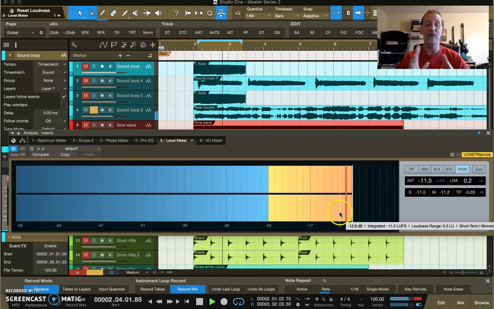And we're going to get into next looking at utilizing these meters to get a better production done.